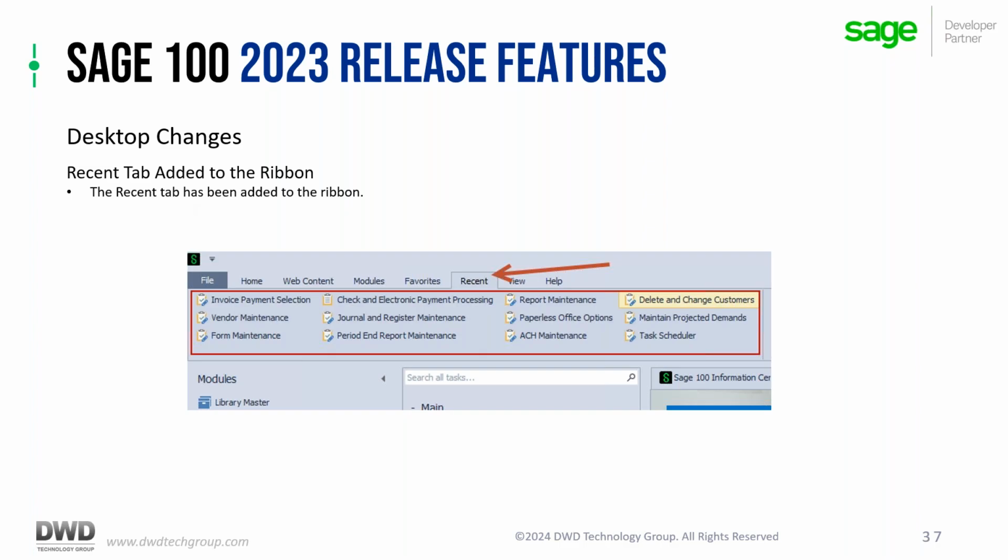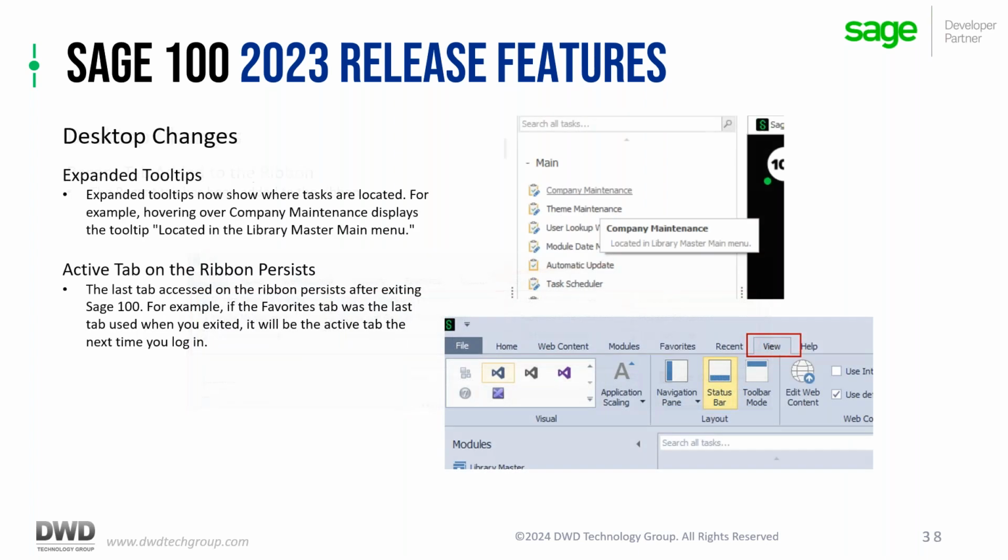Recent tab added to the ribbon. So at the top of Sage 100 on the screen, if you go to different screens, there's a tab now you can go to, and it shows you the last ones you've been on, right? Somewhat useful, right? It just depends. A lot of people use favorites, so you don't see a lot of recent being used, but favorites, because they keep going to the same screens over and over again. But they did add the recent in there.